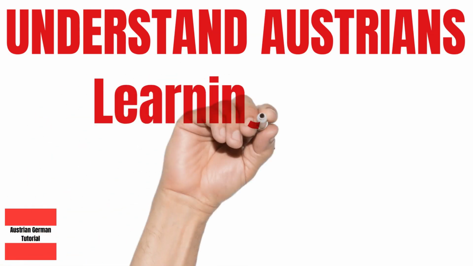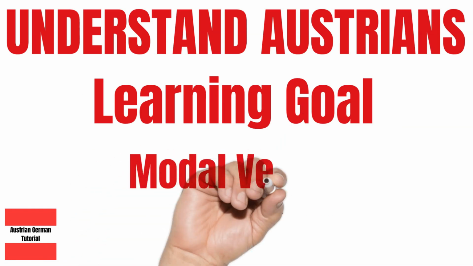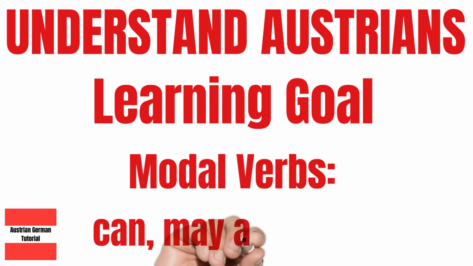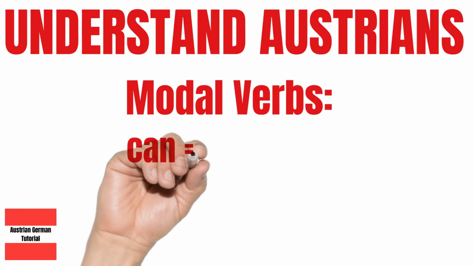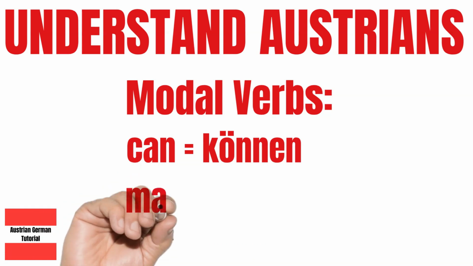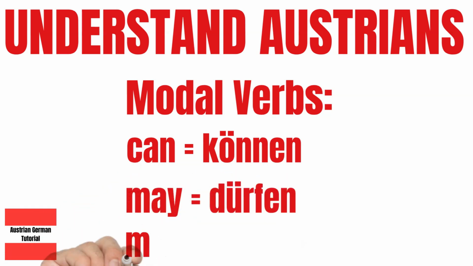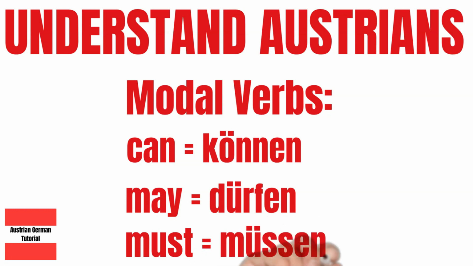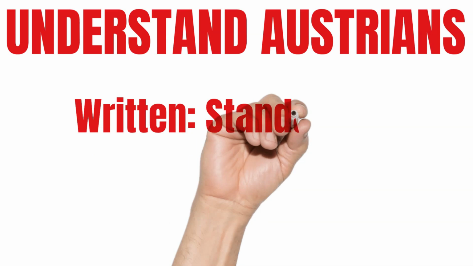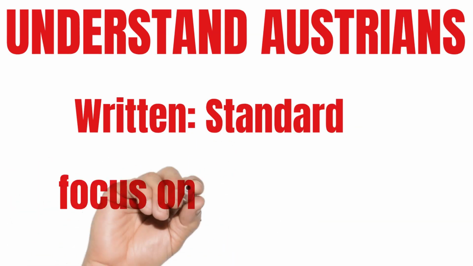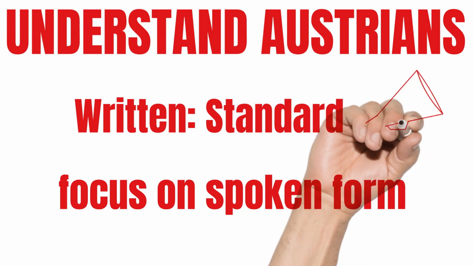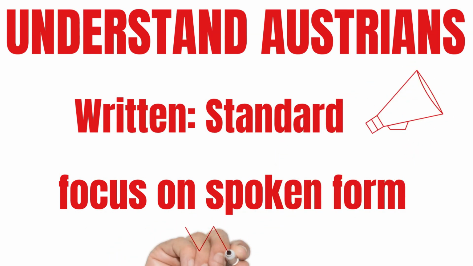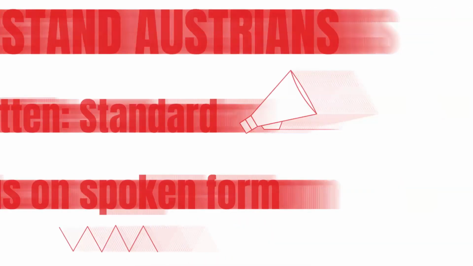The learning goal of this video is how to use the modal verbs can, may and must in Austrian German. In general, can means können, may is dürfen, and must means müssen in German. In written form, Standard German is used in Austria. But in spoken form, you often come across the verbs in dialect. With Austrian accent, the modal verbs may sound like kinna, dürfen, müssen.